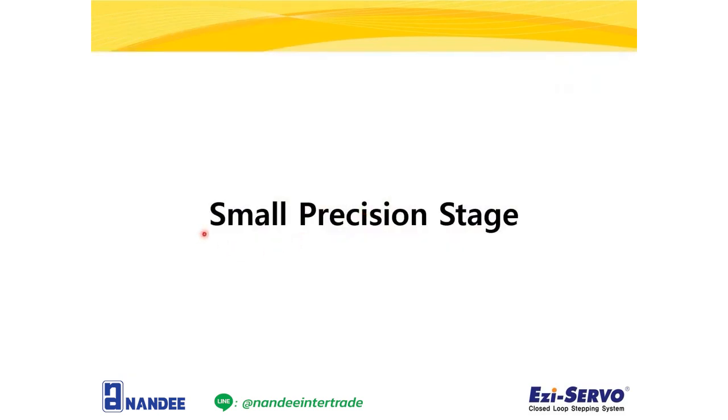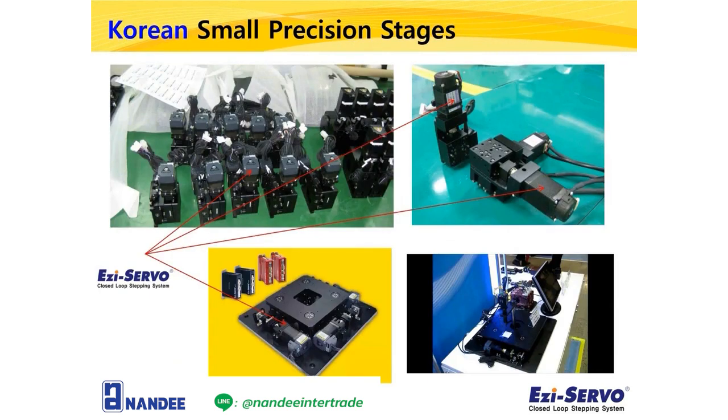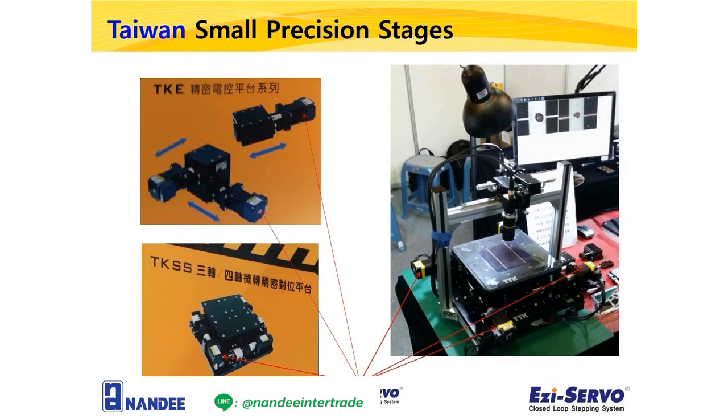Lastly, I will show you examples where Easy Servo is actually applied, replacing AC servo, in small precision stages. This is Japan's Tsurugaseiki Goniometer stage used for a camera module alignment machine. You can see that the Easy Servo motor is applied. In addition to the Japanese stage, you can see that the Easy Servo has been applied to the Mentor stage, a Korean precision small stage company. You can see that FASTECH's Easy Servo motor is applied to Taiwan's precision small stage.